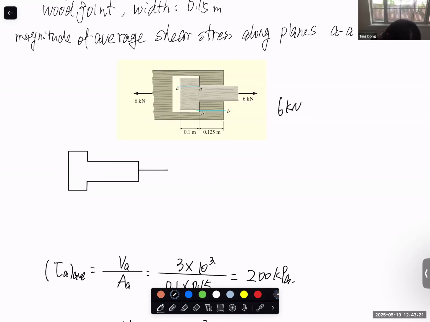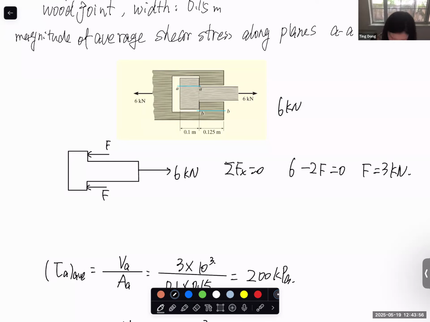And it's symmetric. We have 6 here. And we know that there should be a force applied here and here. It's again symmetric, and these 2 forces, since it's symmetric, should be the same. So let's use F. So the free body diagram of this one is 6 minus 2F equal to 0. F equal to 3 kilonewton.